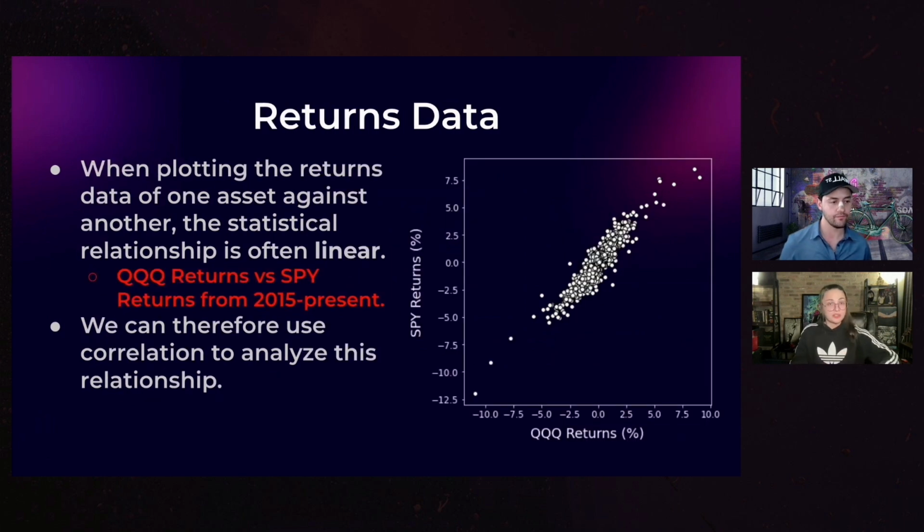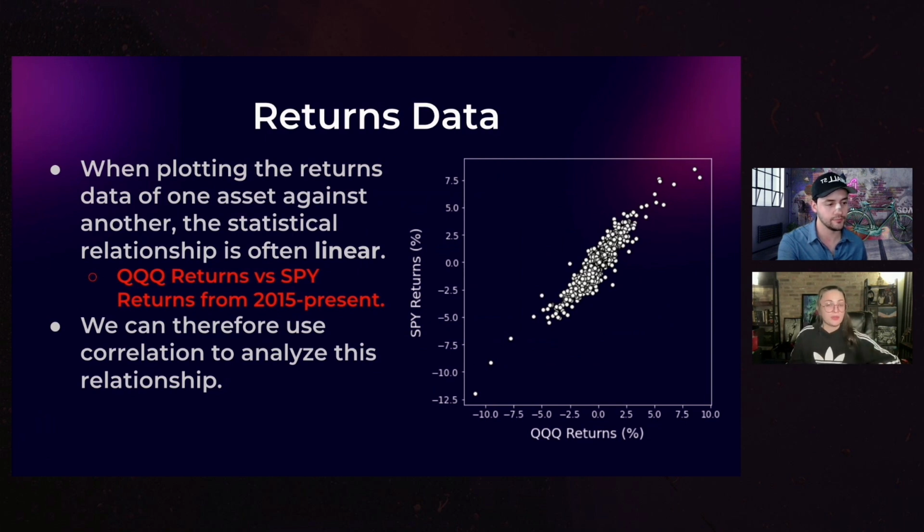And when we look at returns data, remember that we're trying to look at relationships between different assets. If we want to compare the returns of one asset to the returns of another asset, a lot of the times we'll see something that looks like this. So this is a linear relationship. Here we're looking at the returns of the Qs versus the returns of SPY. What you can see is that when SPY tends to have a big move to the upside, the Qs also tend to have a big move to the upside, likewise to the downside, and you can see a really strong linear relationship.